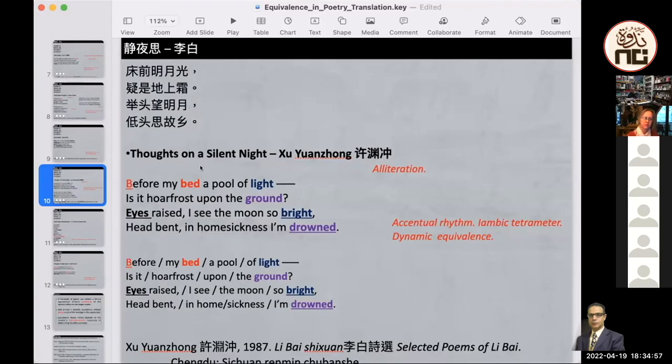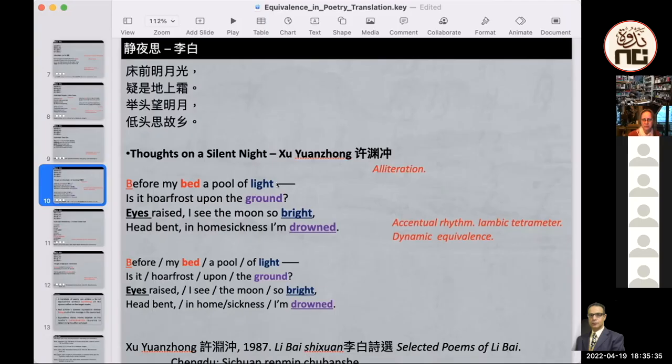Chuang Tian, before my bed. Ming Yue Guang, a pool of light. If you follow it, you find it's more or less very close, a very faithful translation. Yet there is end rhyme, internal rhyme, alliteration, and accentual rhythm. It's not easy. It's almost impossible. And this is what he does in all his translation. That's why he's treading on a very hard path. It's very difficult to translate classical poetry in this way.